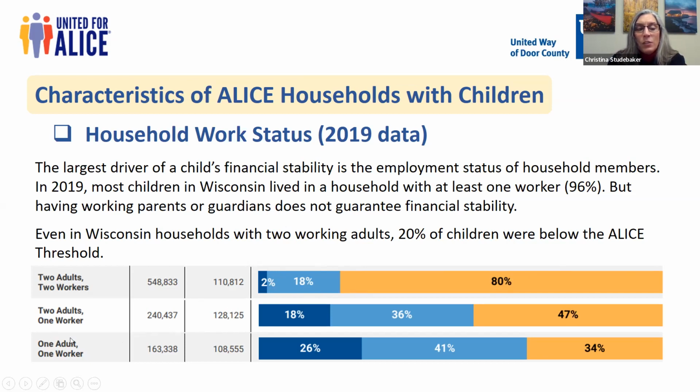Those numbers, you can have two adults, one of them working, and 54% of those households are below the Alice threshold. And when you've got a single adult working, that's your household across the state of Wisconsin, 67% of those are falling below the Alice threshold. So it's really difficult to get by with just a single income, and surprisingly, even more difficult when it's just you rather than two people in your household.